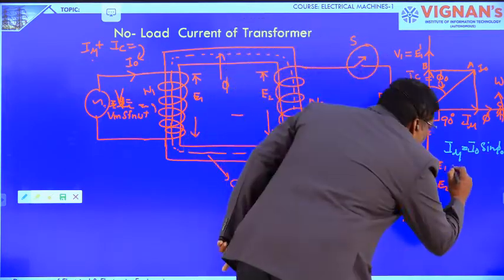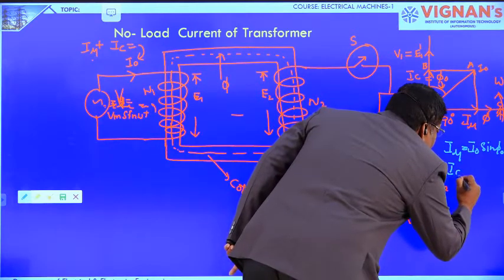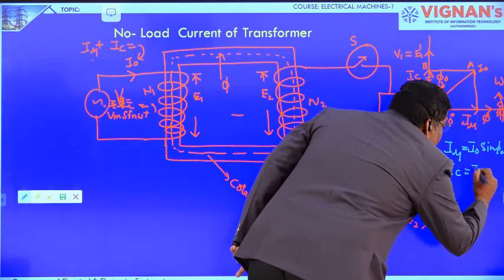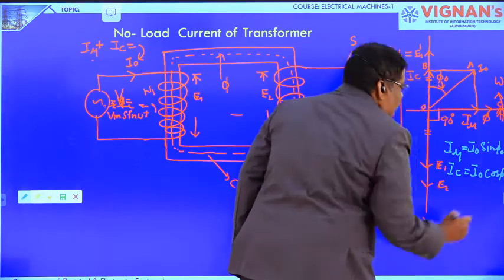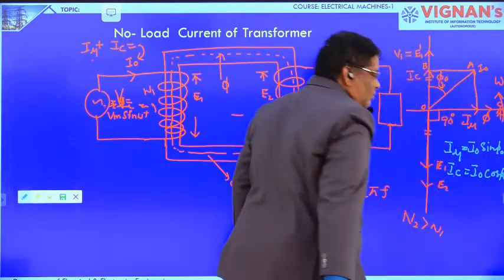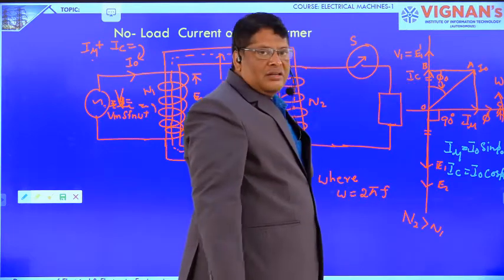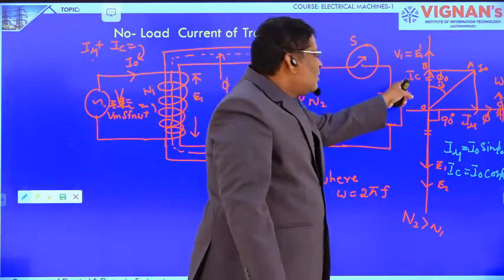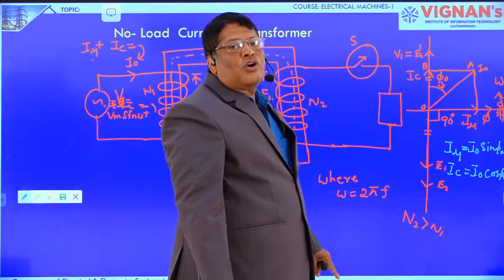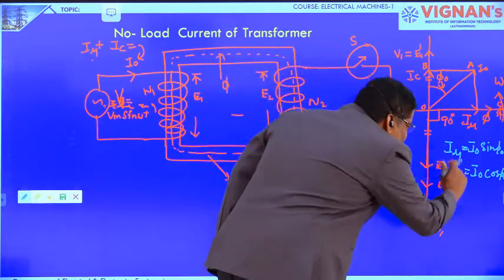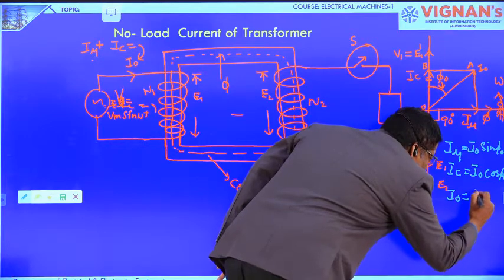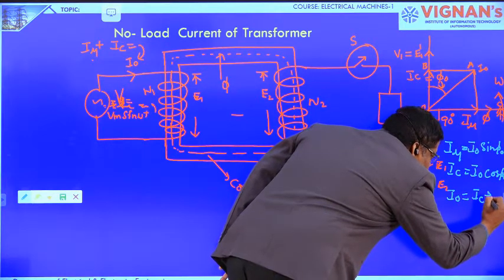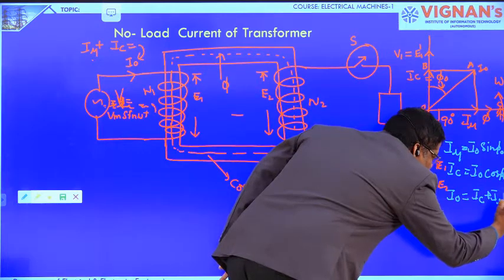Now, the core loss current IC equals I naught cos phi naught. In the same triangle, if we take the cos function, then we can find the magnitude of the core loss current. Now, the sum of these two currents: I naught equals core loss current plus magnetizing current, I mu.